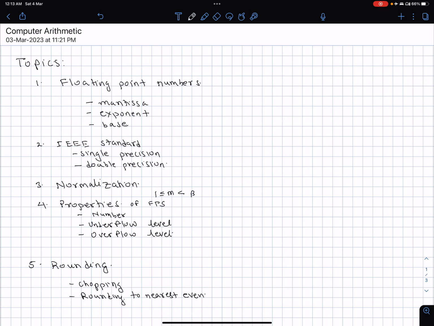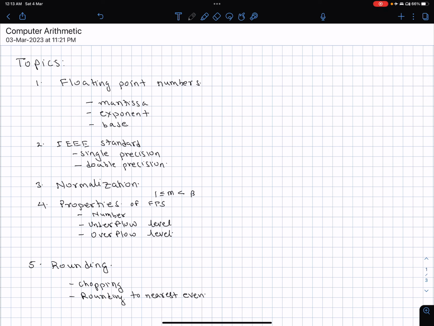So to start with, basically floating point numbers, what are they trying to do? Today I want to look into floating point numbers: what is the IEEE standard way of representing them, why do we do normalization, properties of the floating point system, and time permitting, rounding. Otherwise, we will start from rounding onwards in our next lecture.